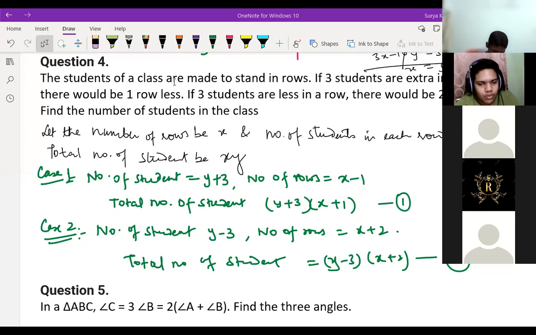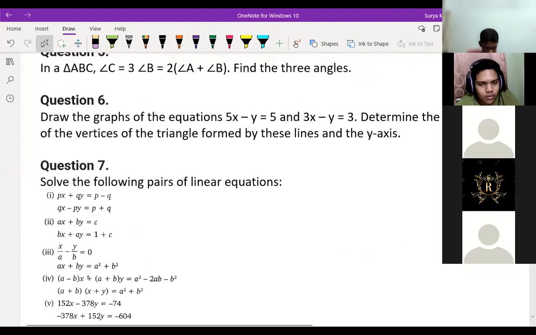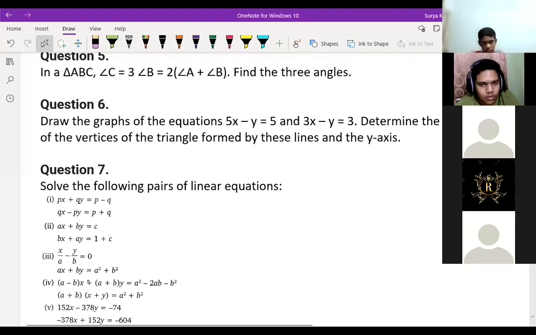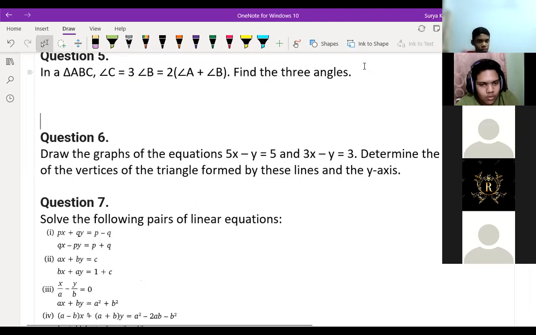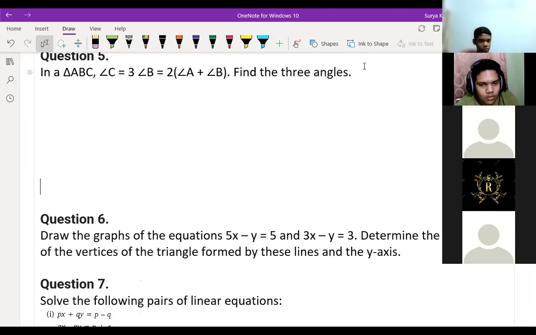Okay, anyway. The fourth question you can solve, children. The fourth question is easier now. Now, next we do question number 5. In a triangle ABC, angle C is equal to 3 angle B is equal to 2 angle A plus angle B. Find the 3 angles. Who will tell the answer for this? How to explain this one?